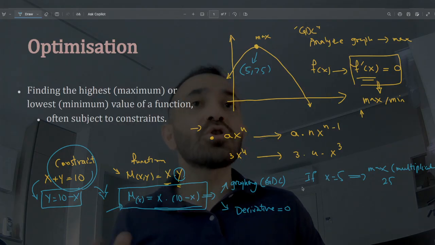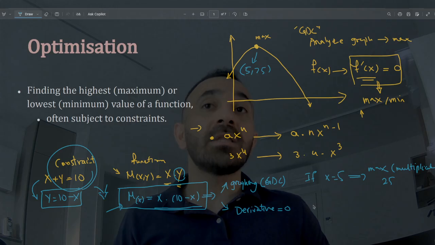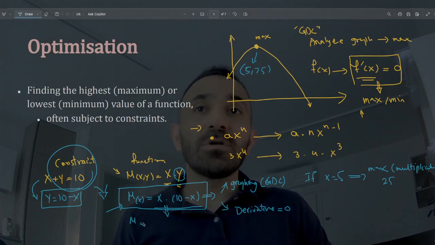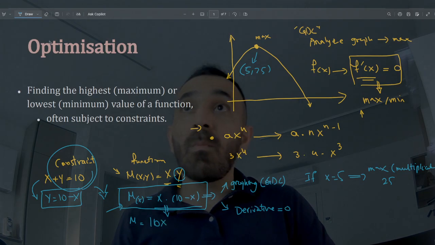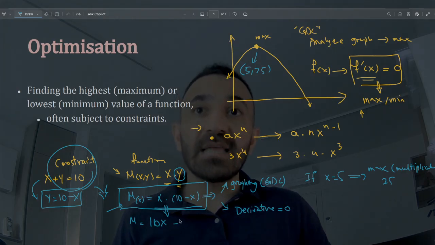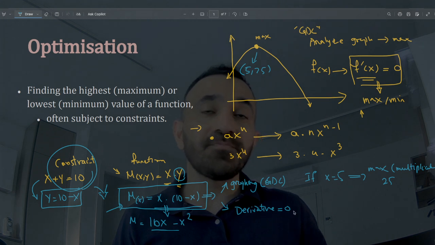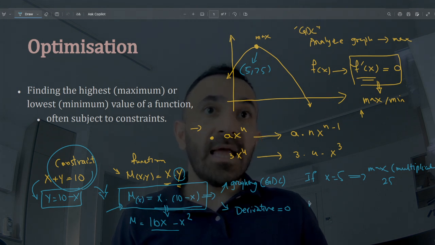Okay, but can I also solve this with the derivative? Why not? What is the derivative of this function? M equals 10x minus x to the power of 2. So how can I find the derivative of this function? M prime of x equals 10 minus 2x.